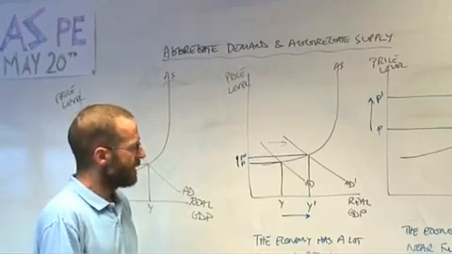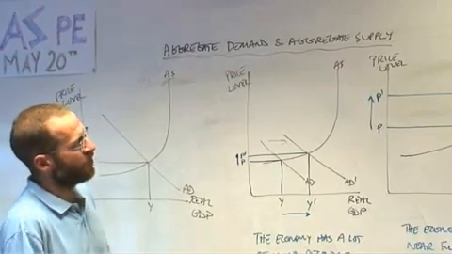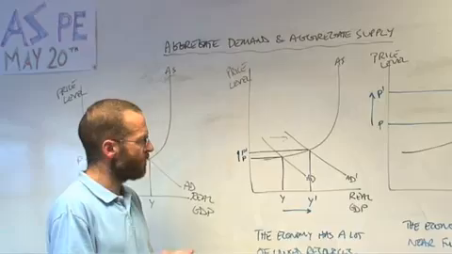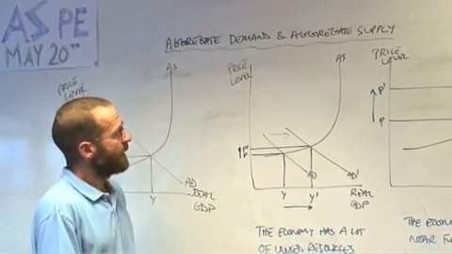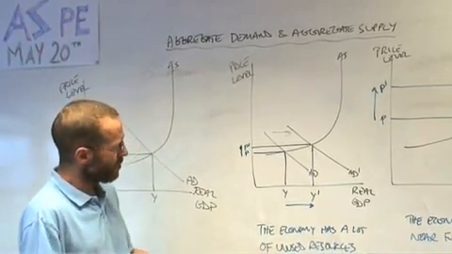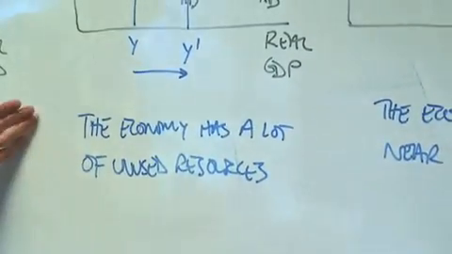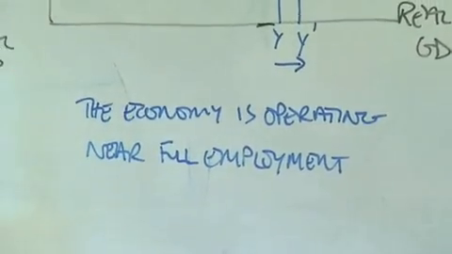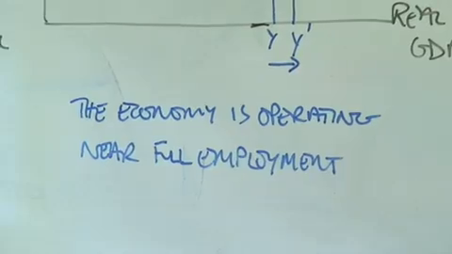The key thing is, to see the effect on the economy, you have to know whether the increased aggregate demand is coming about when the economy has lots of unused resources, which is the first diagram, or when we're operating close to full employment, which is the second diagram.